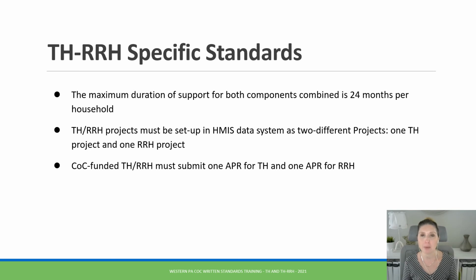TH-RRH projects must be set up in HMIS as two different projects, one as a TH and one as an RRH. However, CoC funded TH-RRH joint component projects submit one APR for TH and one APR for rapid rehousing.